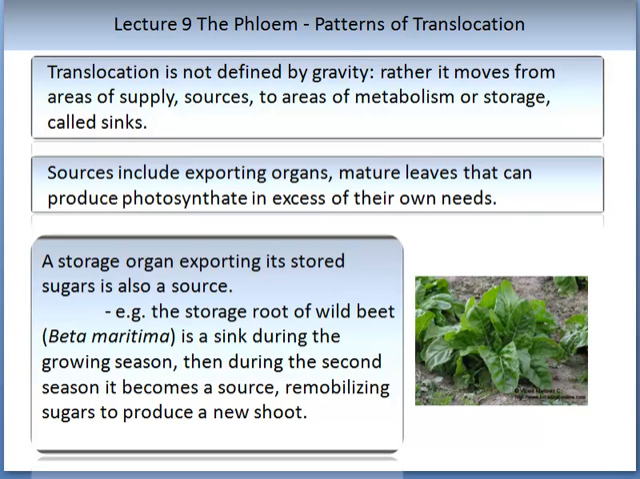Sources include exporting organs, such as mature leaves that can produce photosynthetic substances in excess of their own needs. A storage organ exporting its stored sugars is also called a source. For example, the storage root of wild beet is a sink during the growing season. Then during the second season it becomes a source, remobilizing sugars to produce a new shoot.